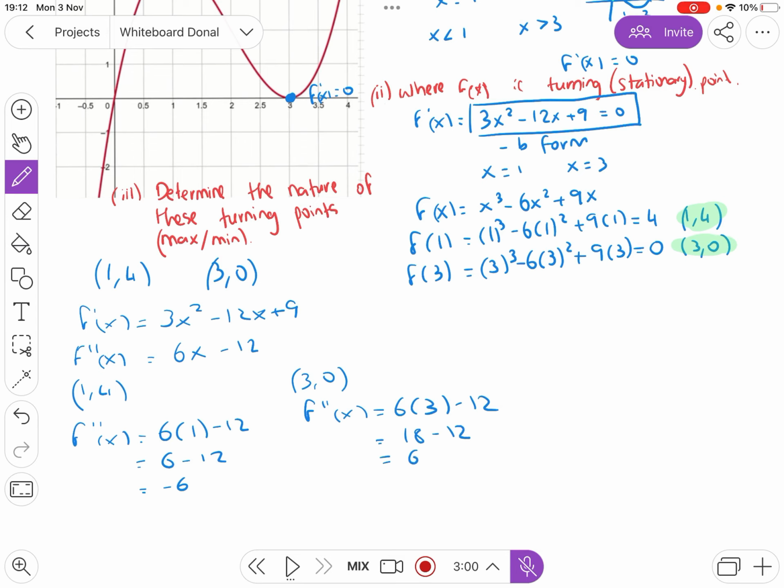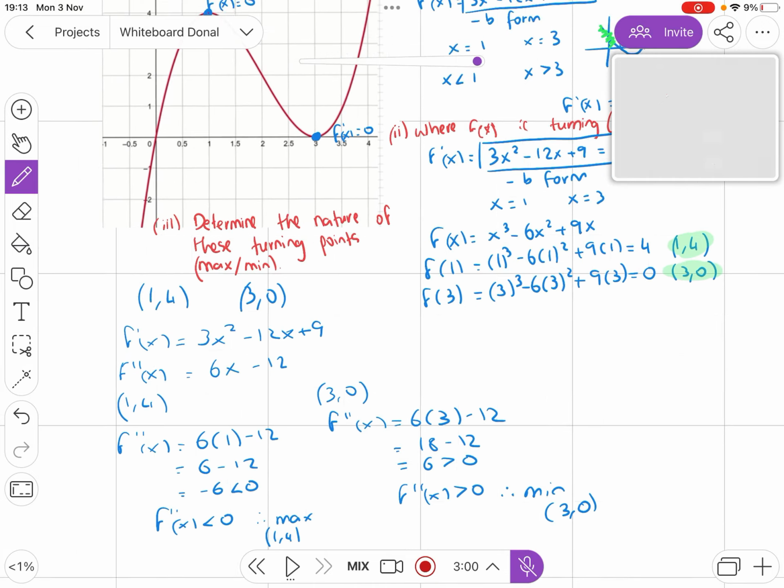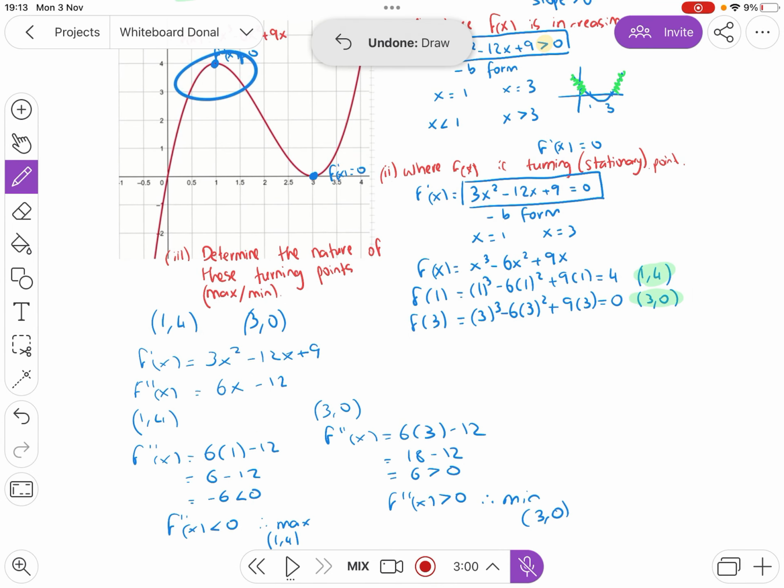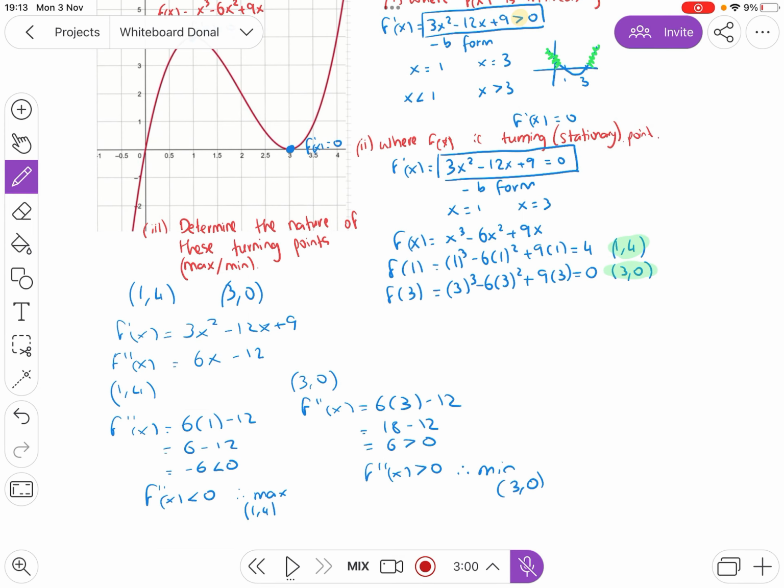Now, the numbers, the minus 6 and 6 don't matter. What matters is that this is less than 0 and this is greater than 0. Now, if my second differentiate is less than 0, I have a maximum point, and that maximum point is 1, 4. If my second differentiate is greater than 0, therefore I have a minimum point at 3 and 0. And if we check our graph on the top, our minimum point is the 3, 0, and our maximum point is the 1, 4.